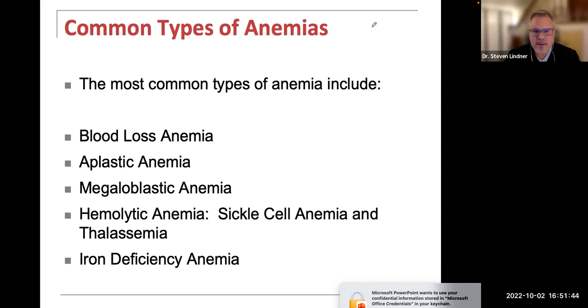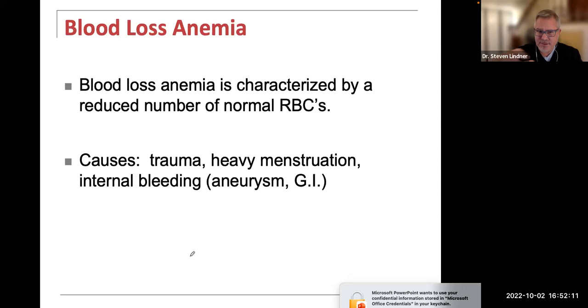So the most common types of anemia are going to be blood loss anemia, a gunshot, a lesion, a wound, post-surgical, an ulcer within the body, right? All these things need to be investigated to find out if it's blood loss. Aplastic anemia, megaloblastic anemia, hemolytic anemia, iron deficiency anemia.